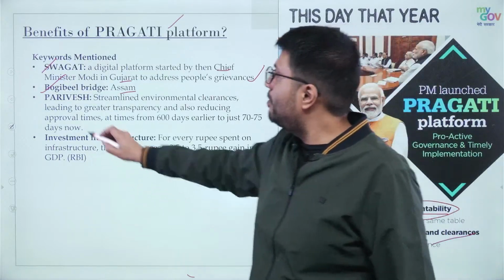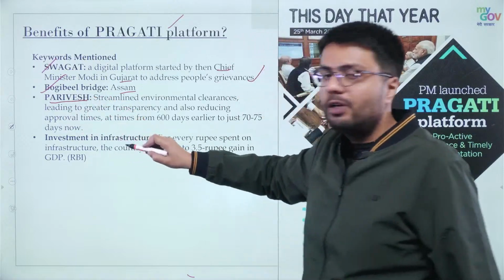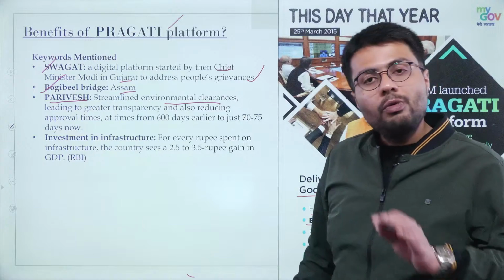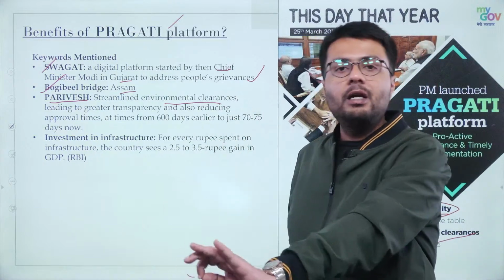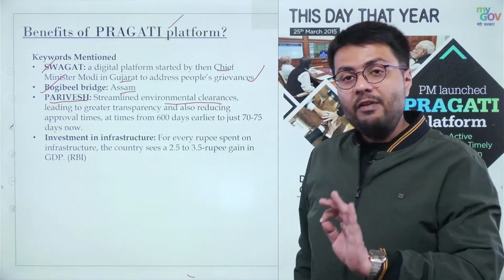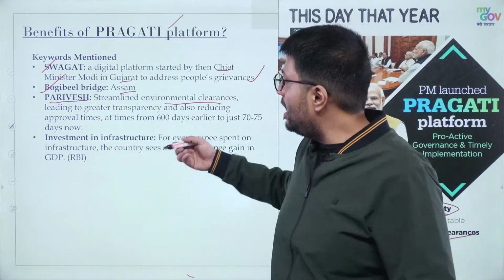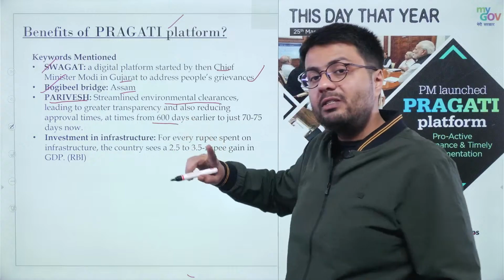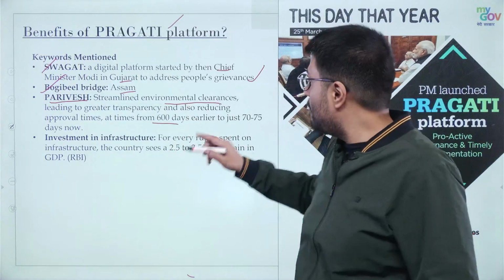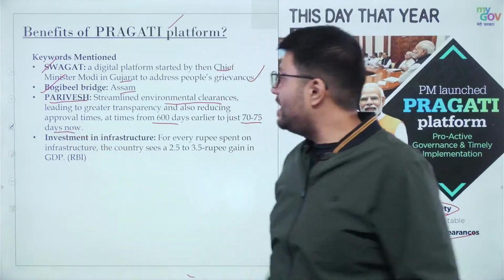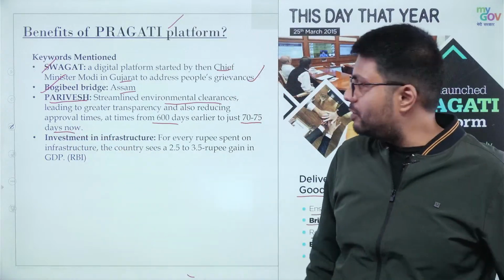Another platform or portal is called Parivesh, which is a platform that provides streamlined environmental clearances to companies who apply for environmental clearances for their infrastructural projects. Now, before starting this portal, the approval time could have stretched to 600 days. However, it has been just 70 to 75 days in current times.